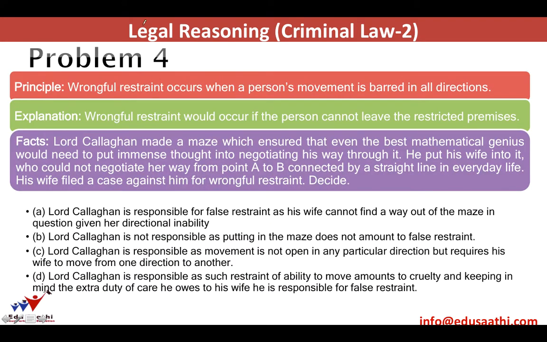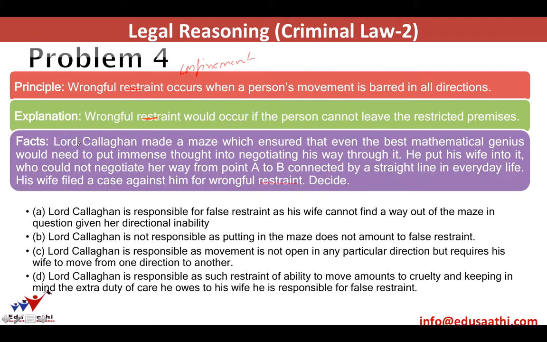Let's take the problem. Principle: wrongful restraint occurs when a person's movement is barred in all directions. Explanation: wrongful restraint would occur if the person cannot leave the restricted limits. It's in fact wrongful confinement. Let's just change it here. It's a wrongful confinement. The definition is for that. So everywhere where wrongful restraint is used, you just presume that it's a wrongful confinement.